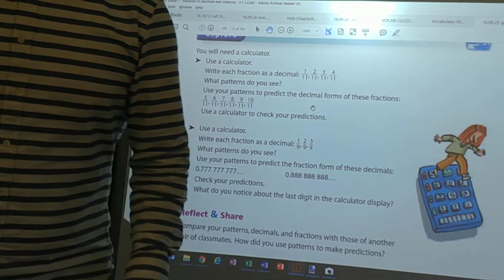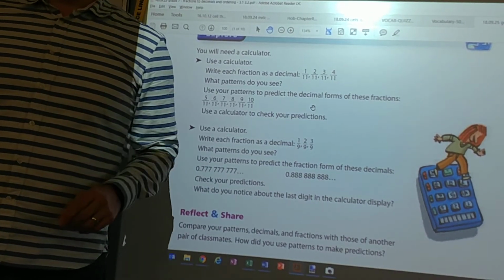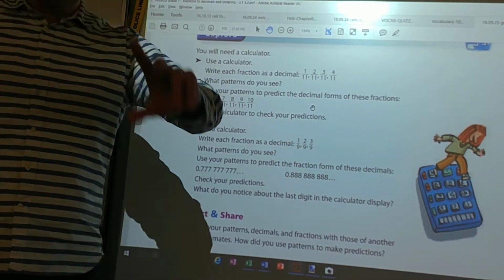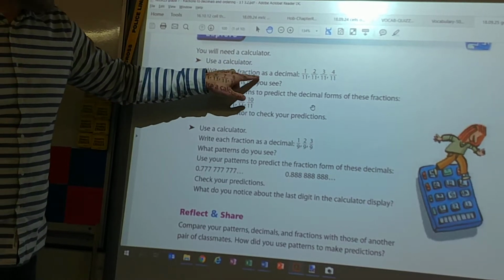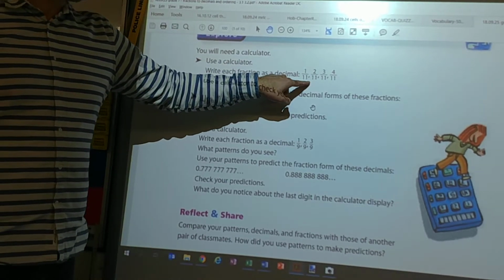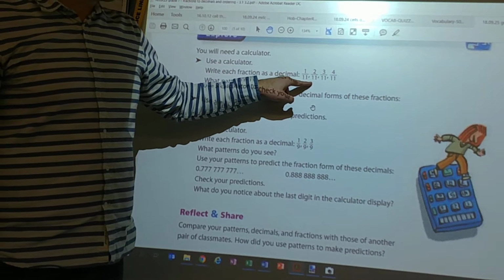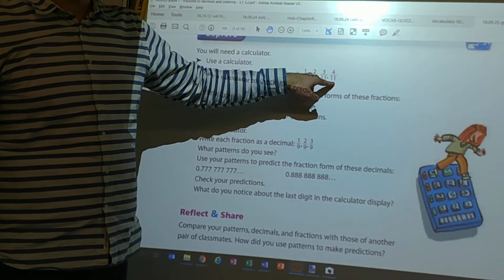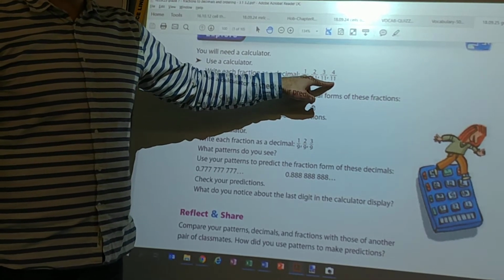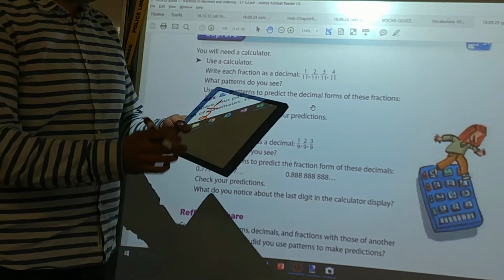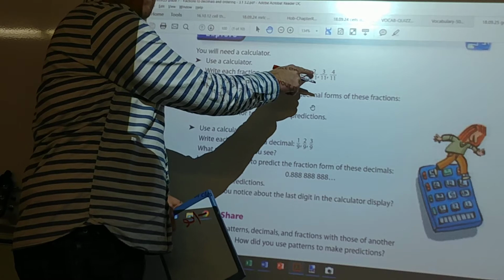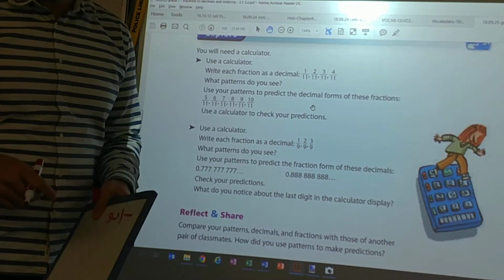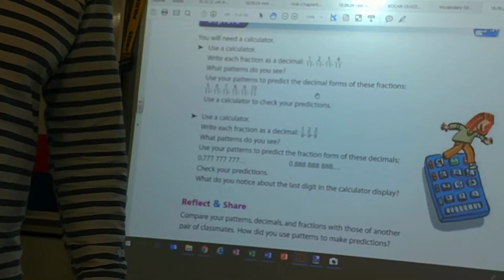Okay. I'm going to ask you to pause the video in a moment. Hold on, not yet. You're going to need a calculator. Use a calculator. Write each fraction as a decimal. So I've got 1 over 11, 2 over 11, 3 divided by 11, and 4 cut into 11 pieces. I want you to write that sequence down on your board. So you're going to go 1 cut into 11, 2 cut into 11, 3 cut into 11. Can you pause the video while my students work?